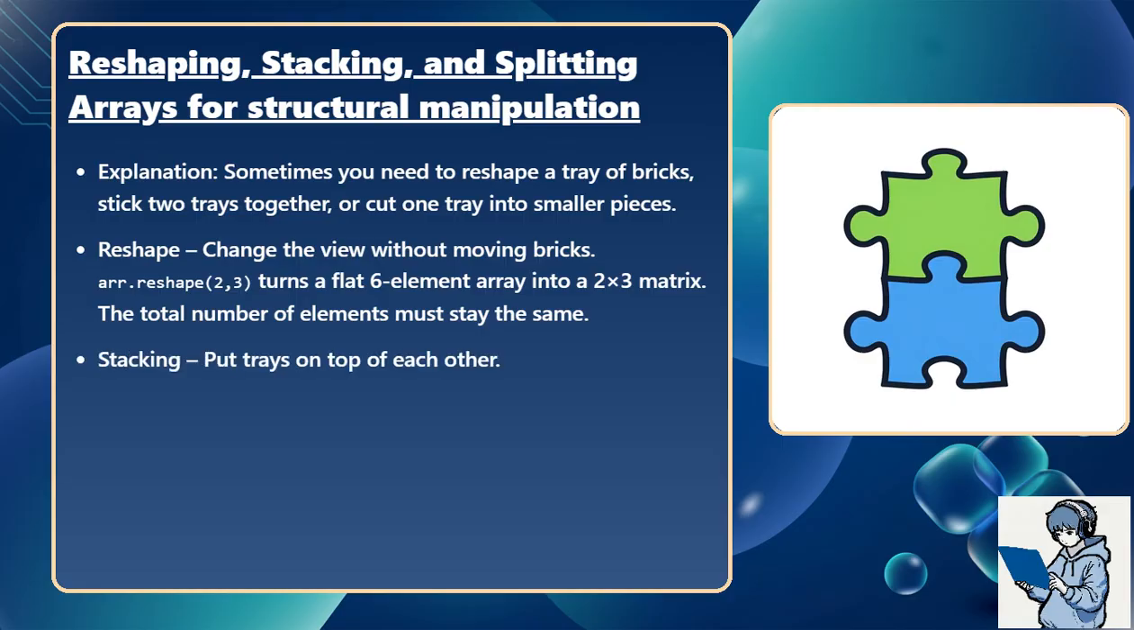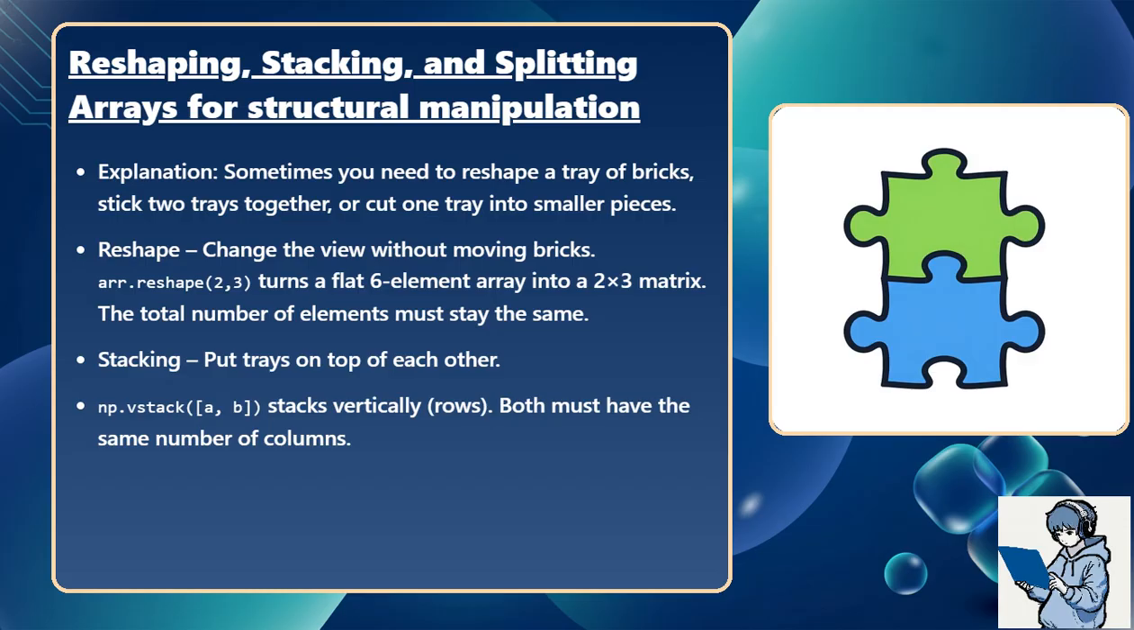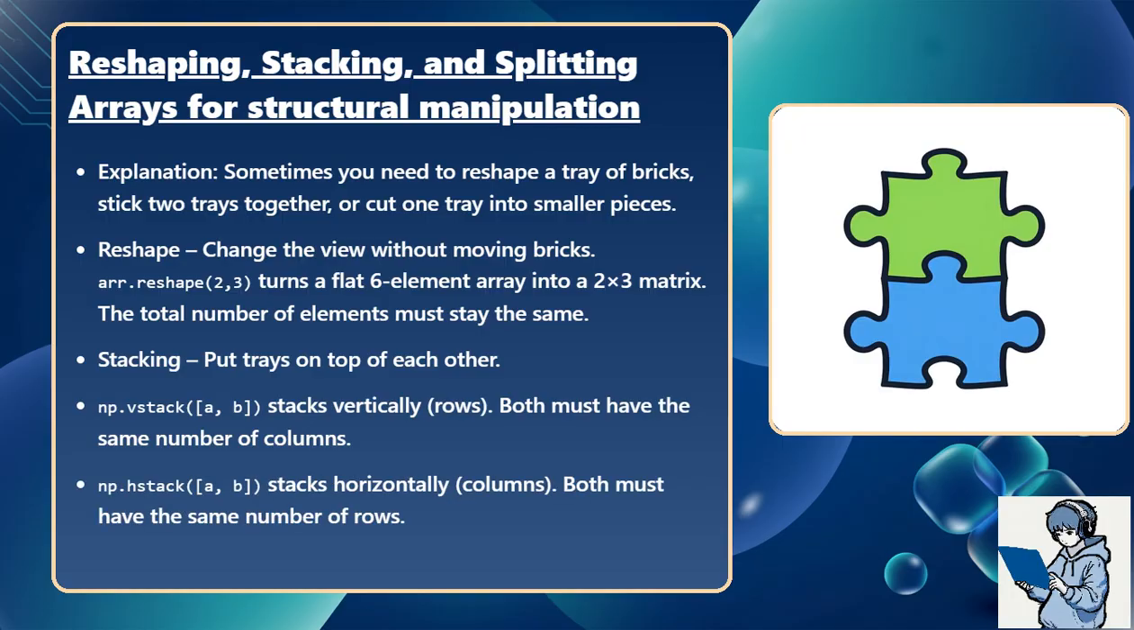Stacking, put trays on top of each other. np.vstack(a, b) stacks vertically, rows. Both arrays must have the same number of columns. np.hstack(a, b) stacks horizontally, columns. Both arrays must have the same number of rows. np.dstack stacks along a new depth dimension.